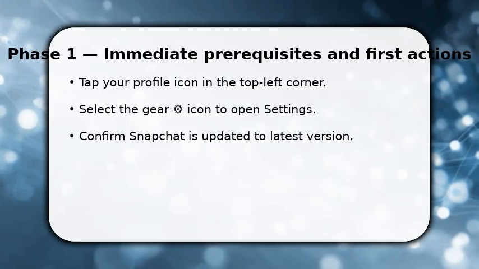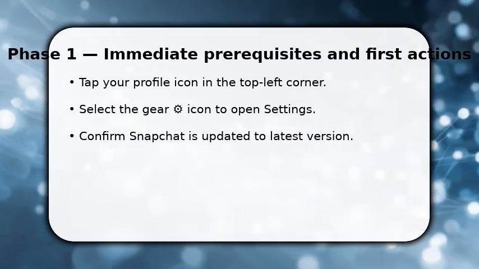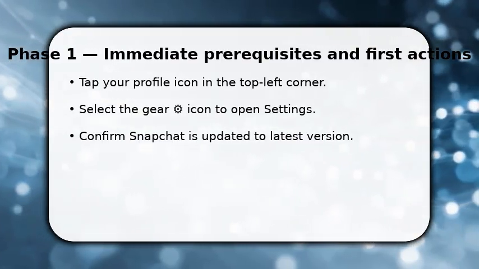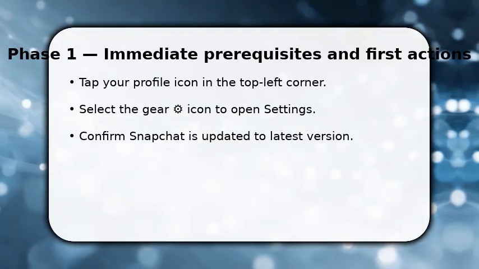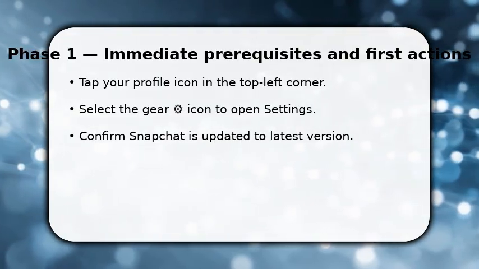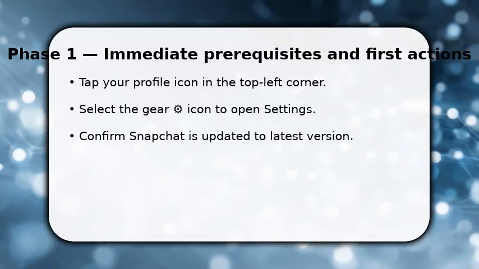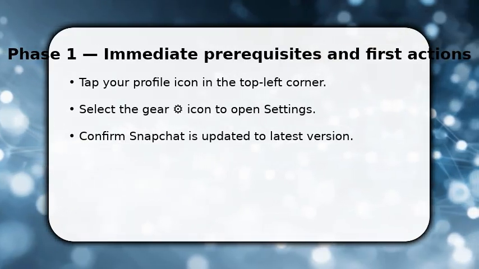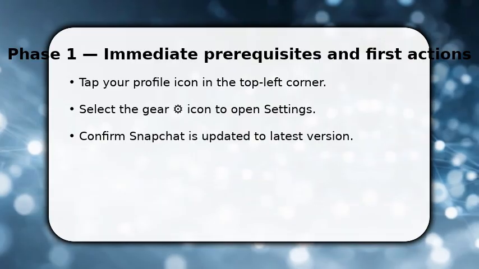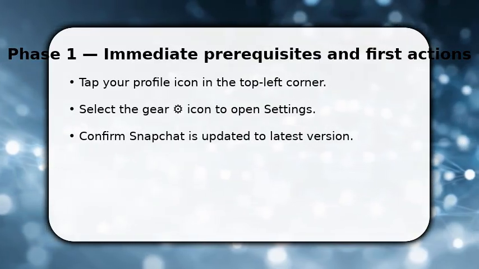You start by opening Snapchat and tapping your profile icon in the top left. This brings you to Account Controls. Once there, tap the gear icon to enter settings so you can find display options. Make sure your app is updated, because older versions may hide theme controls. You're doing this now to access appearance preferences.